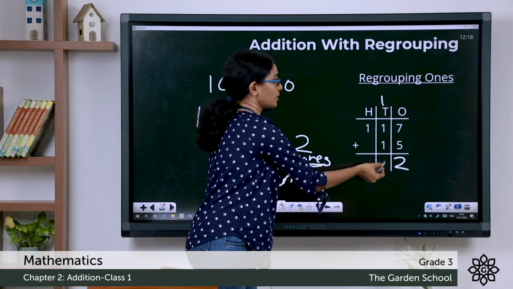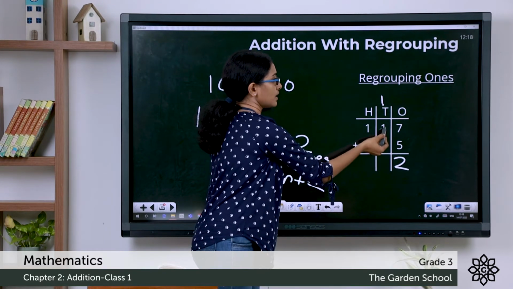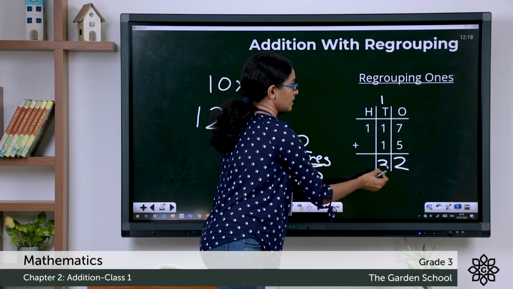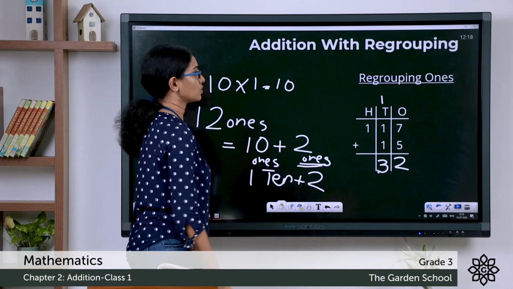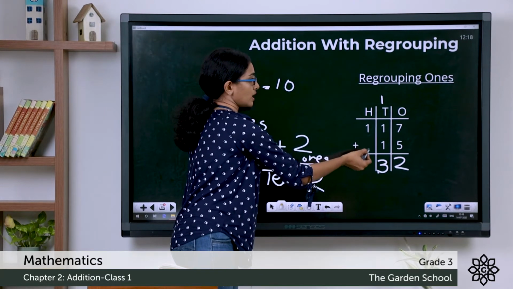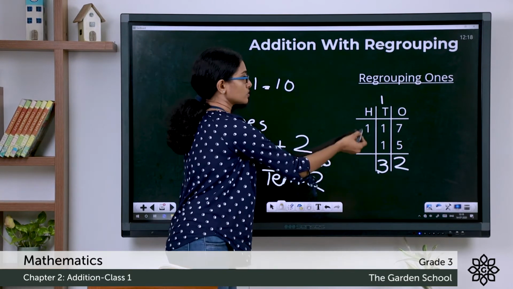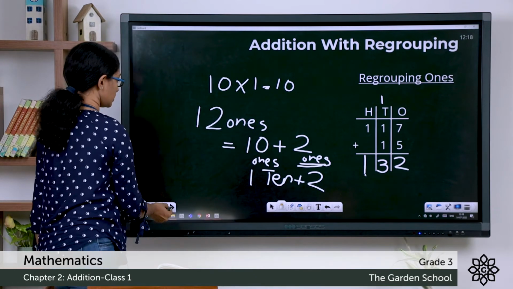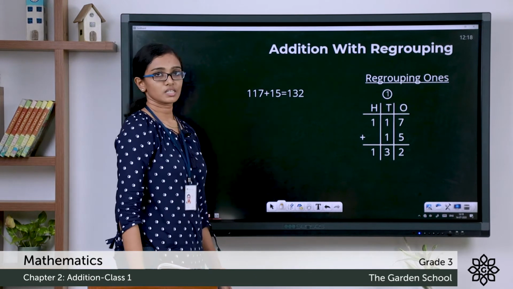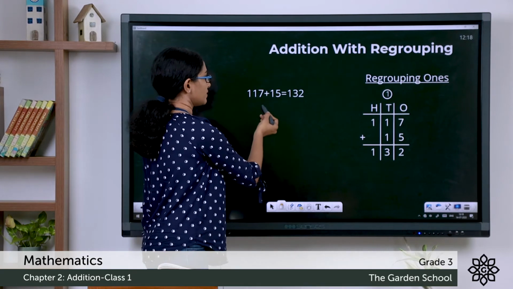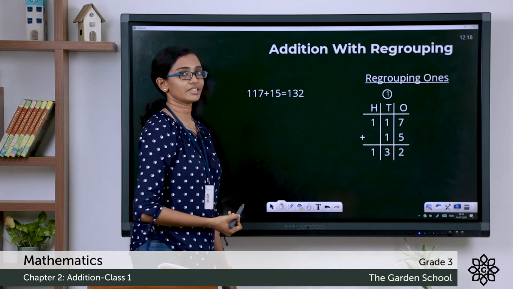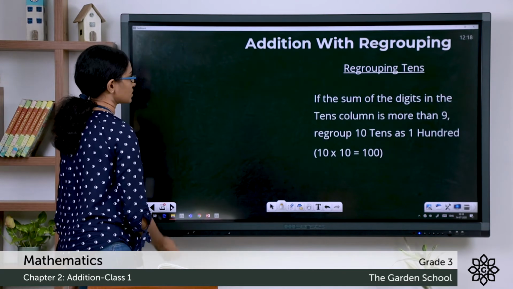Now how do we add? 1 plus 1 plus this carried over 1. So the total is 3. Now there is no hundreds digit in the second number. So let's bring this 1 down. So the answer is this one. So the sum of this addition, 117 plus 15, gives you the sum 132. I hope this is clear to you.